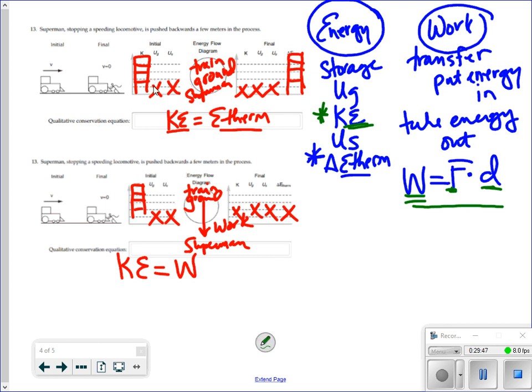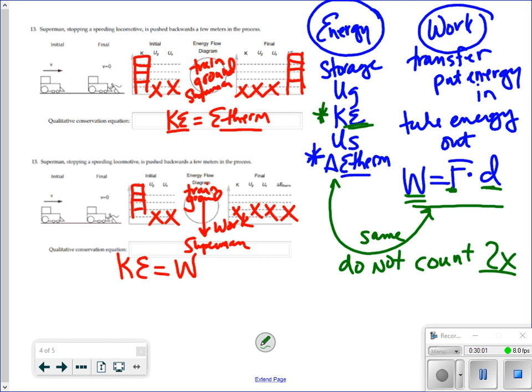My point, though, is that these two things are the same. They are just a different way of looking at them. Do not use it twice. You've got to pick one or the other. You don't get to use both. I'm not going to say work and E-therm in the same formula. That doesn't make sense to me. You can't account for the same quantity twice, so be careful about that.